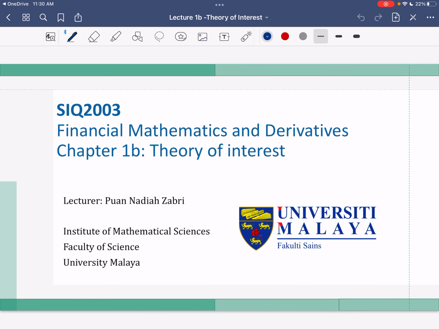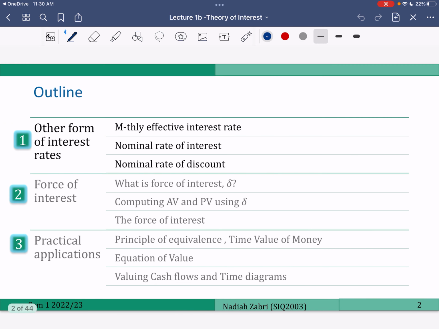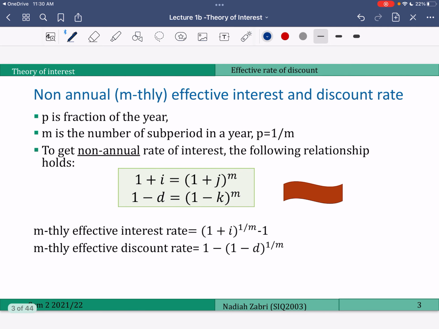Okay, we're moving on to the next concept in the theory of interest. So first we will touch on the other forms of interest rates. First is the fractional effective interest rate and fractional effective rate of discount. And then we will go through the nominal rate of interest and nominal rate of discount. Okay, first, fractional or mthly effective rate of interest and mthly or fractional effective rate of discount.